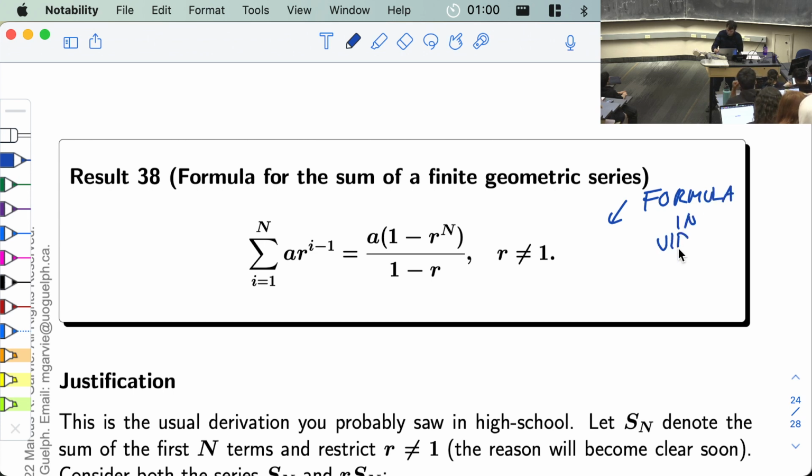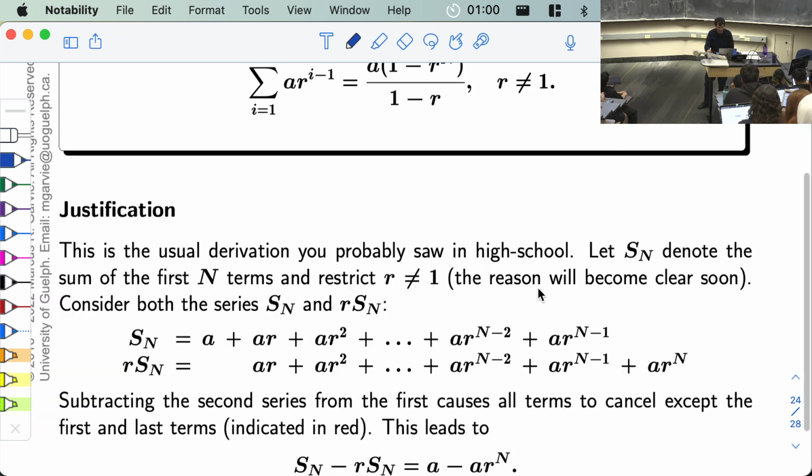Formula in video. Okay, so this is the formula. And how did we get this formula? It was, again, the thing you probably didn't see in high school.